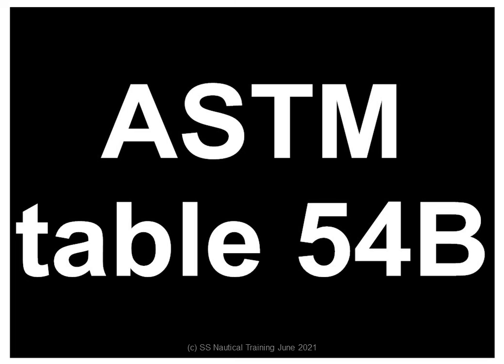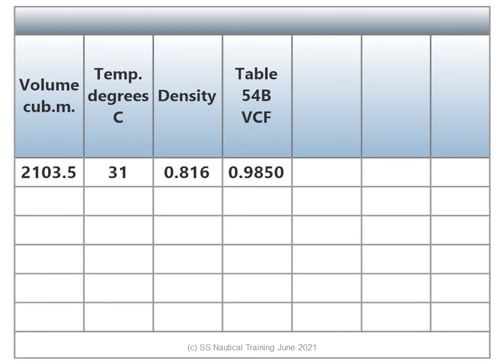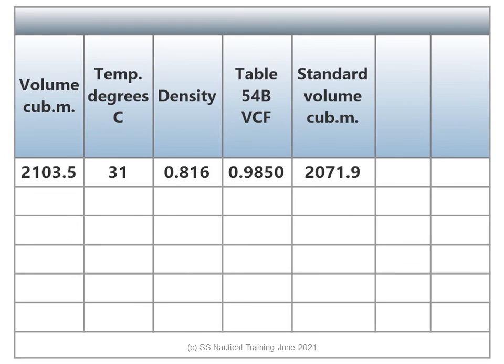Table 54B provides the volume correction factors for us to convert gross observed volume to gross standard volume at temperatures other than 15 degrees Celsius to corresponding volumes at 15 degrees Celsius. In our example, the volume correction factor is 0.985 when the temperature is 31 degrees C, and the density is 0.816. Using the volume correction factor, we calculate that the 2103.5 cubic meters at 31 degrees will occupy 2071.9 cubic meters at 15 degrees. Less space at the cooler temperature.